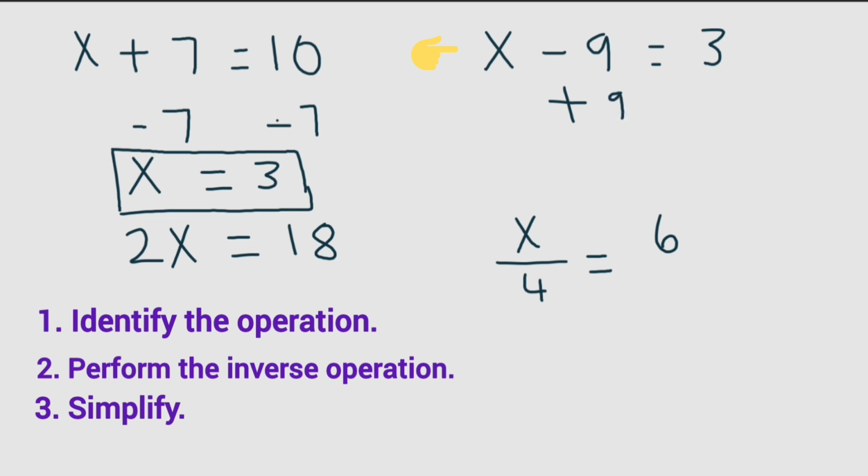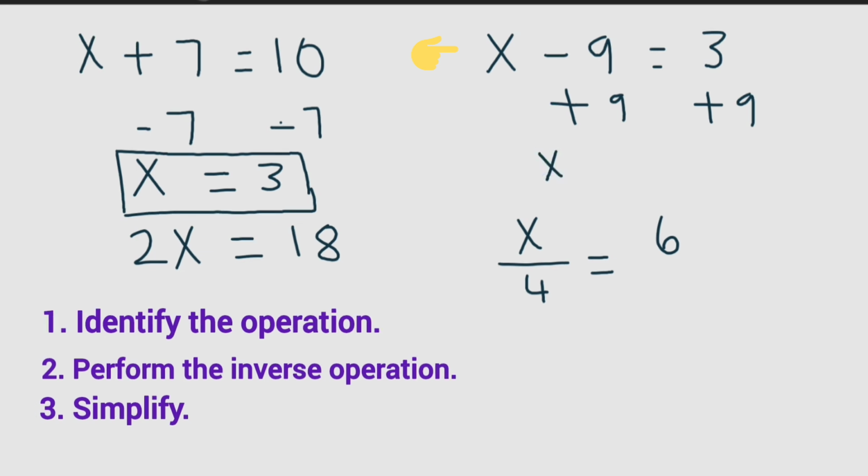Now remember that whatever we do to one side, we do the same thing to the other side of the equation. So we're going to add 9 on the other side of the equation as well. Now the last step is to simplify. So minus 9 and positive 9 is going to be 0. We have got x by itself, which is what we finally need. And 3 plus 9 is equal to 12. So x is equal to 12.